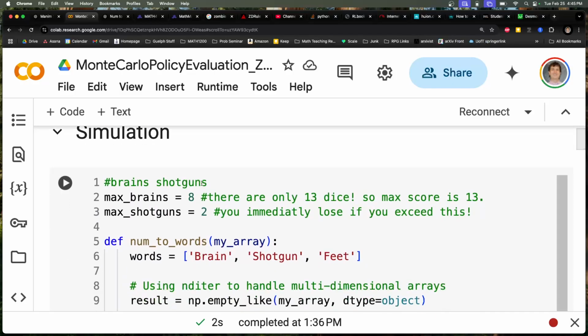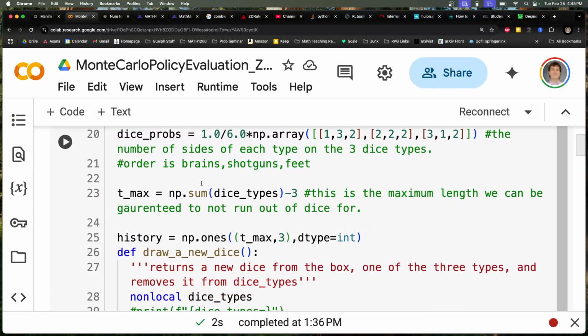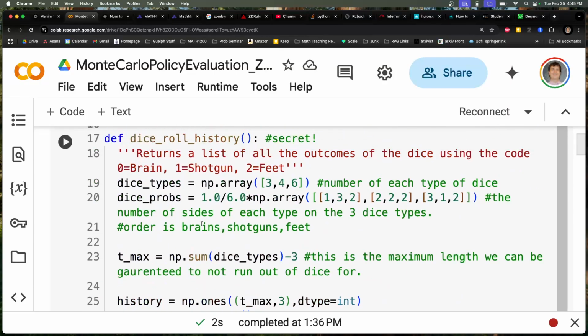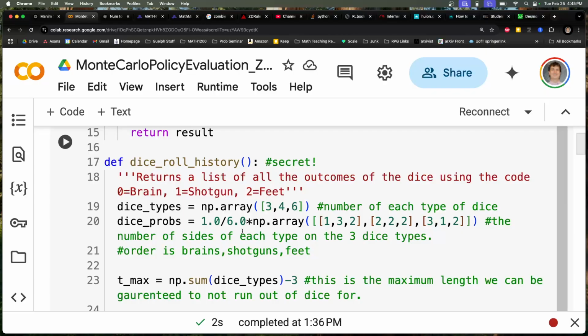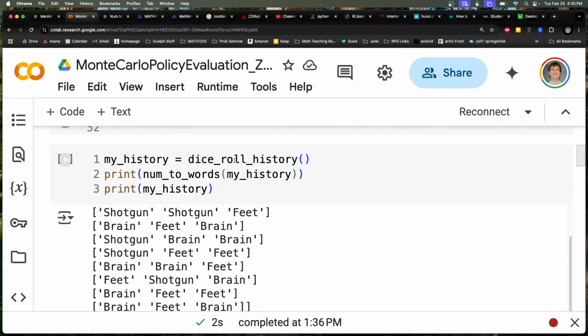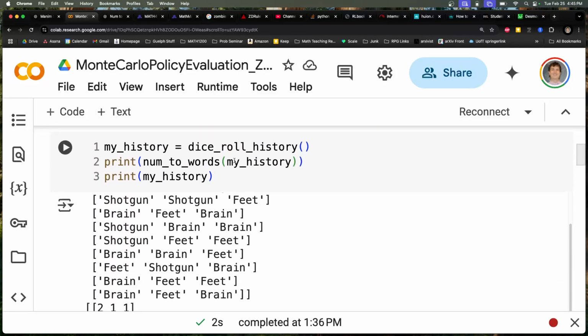This simulation bit, I went through and I wrote a little simulator that simulates the dice. So I had to count up all the dice in here. It turns out there's 3 of one type, 4 of another type, 6 of another type, and these are the sides. So I did this stuff, but we're gonna pretend we don't know any of this. We can just run this simulator, and when you run the simulator, you get a string of outputs like this. So the simulator says, in this situation, it came out shotgun, shotgun, feet, and then in the next roll it was brain, feet, shotgun, brain, feet, brain, and then in the next roll it was shotgun, brain, brain. You'll notice if you were rolling up to here, you'd be dead already, but the simulator just rolls the dice until we're out of dice.